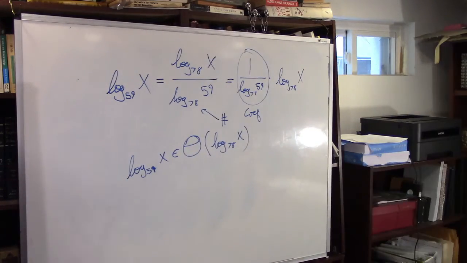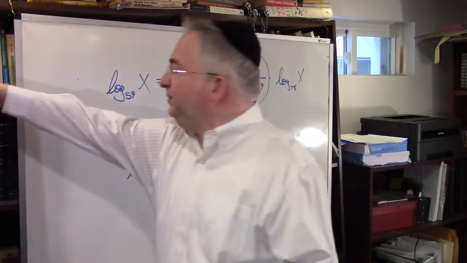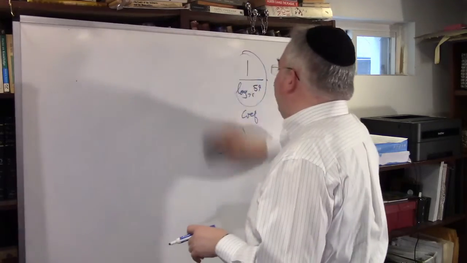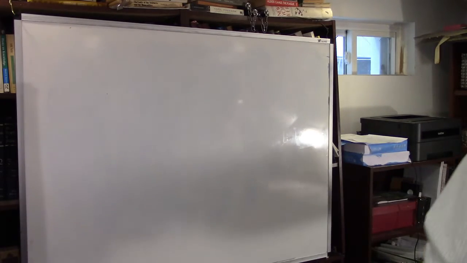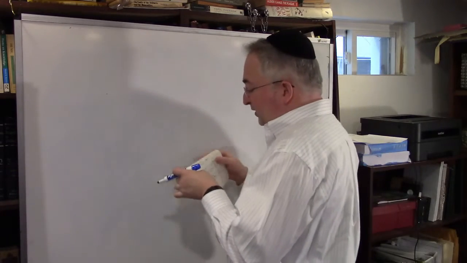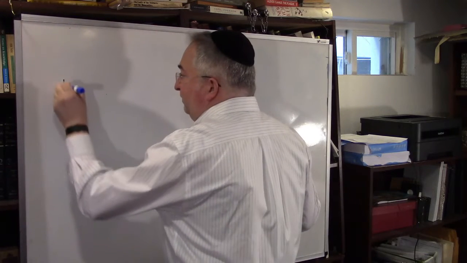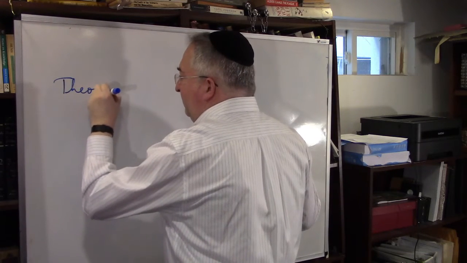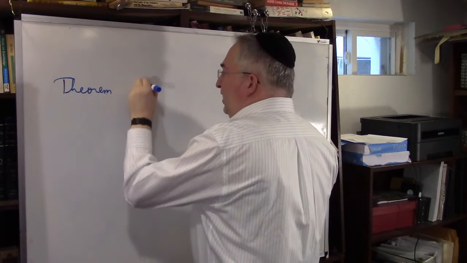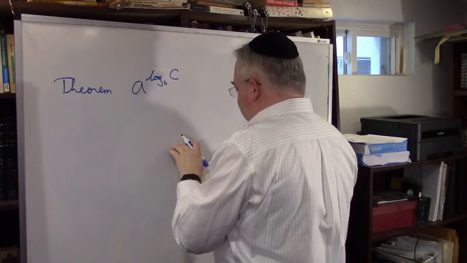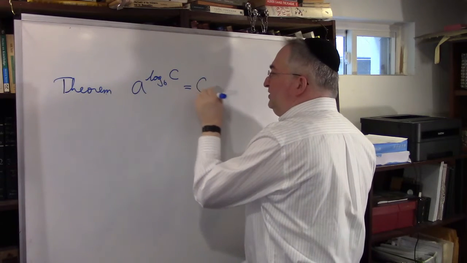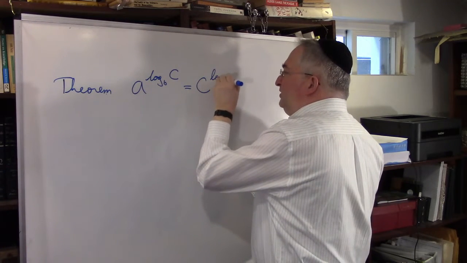One more idea from logarithms. This idea we have to use exactly once in the entire course. It's actually the only time I've ever seen it used, period, but it is a fact, and we'll do it. Okay, so it goes as follows. Theorem. We'll prove it in a second. It takes a second to prove it. A to the log base b of c is the same thing as c to the log base b of a.